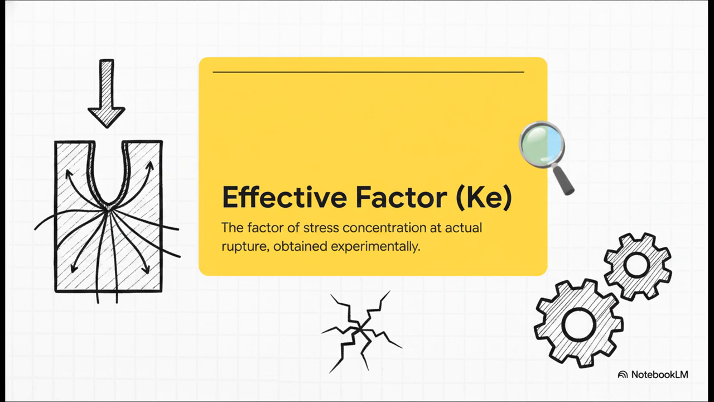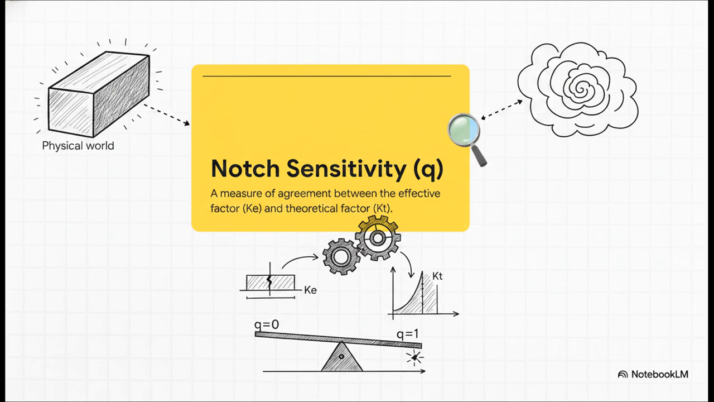Why do we need this? Well, when applied loads hit a certain level, plastic deformations get involved. The material yields slightly, and it redistributes the load. This means the actual rupture strength requires this effective factor, not just the purely elastic theoretical one. To link the theoretical world to the physical world, we use notch sensitivity, which is designated as Q. This is a measure of agreement between the effective factor KE and the theoretical factor KT. It essentially tells us how much of our theoretical stress concentration we actually need to invoke.